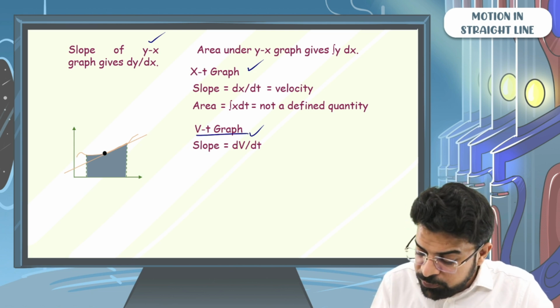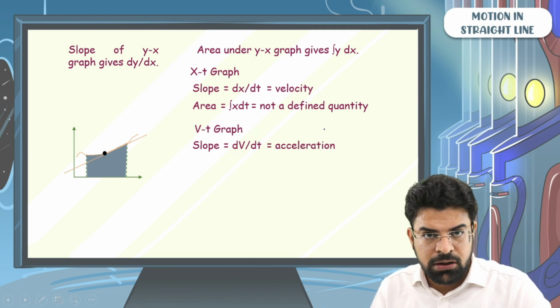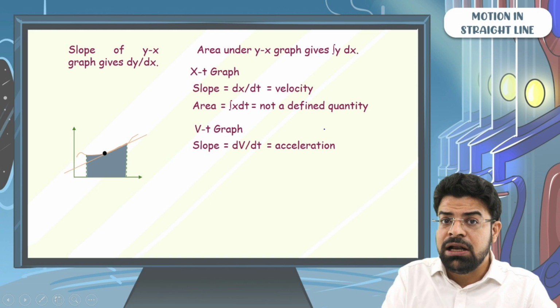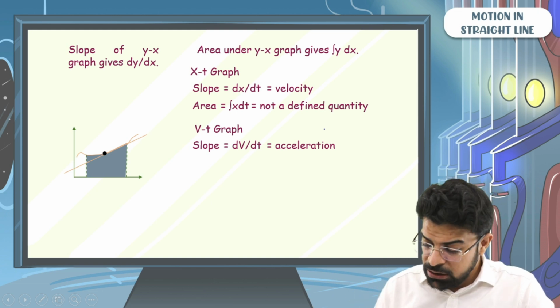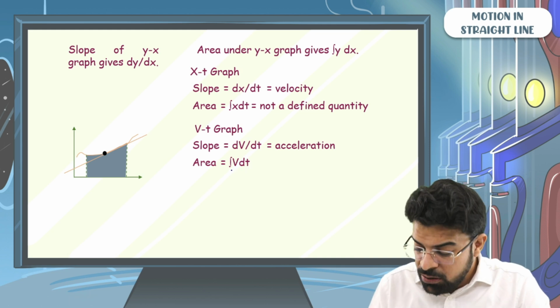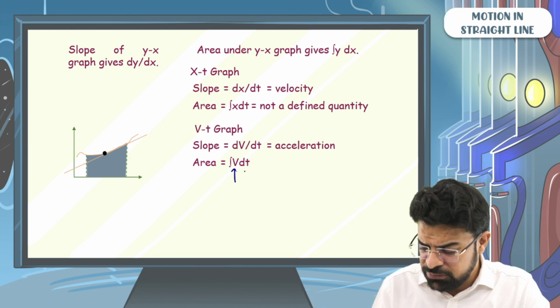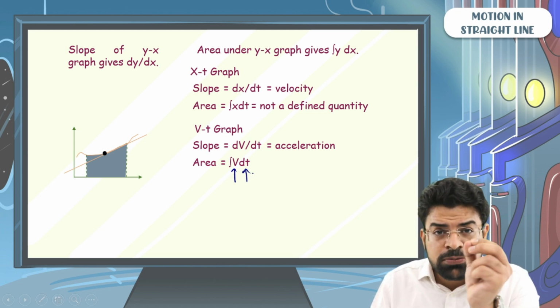So the slope of the vt graph gives me dv by dt, which is nothing but acceleration. What does the area under the vt graph give me? The area under the vt graph gives you integral v dt. What is the meaning of v? Sir, velocity, instantaneous velocity. What is the meaning of dt? Infinitely small frame of time.